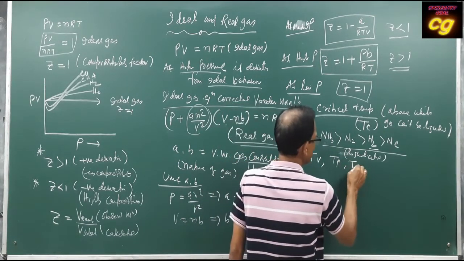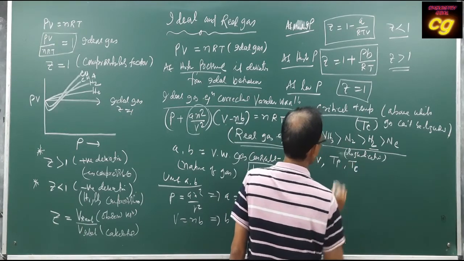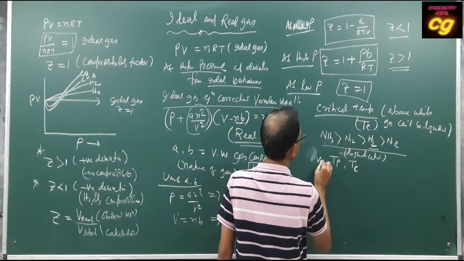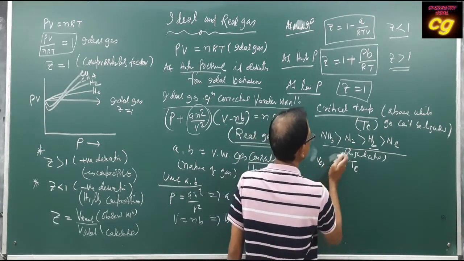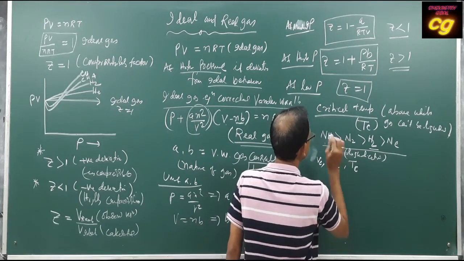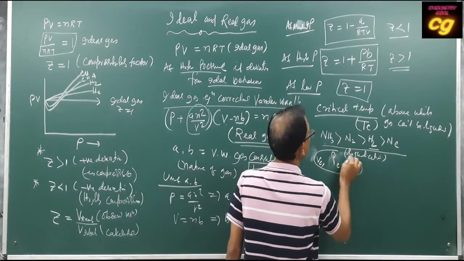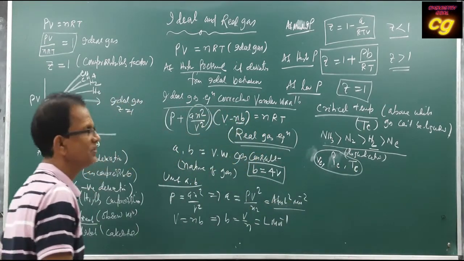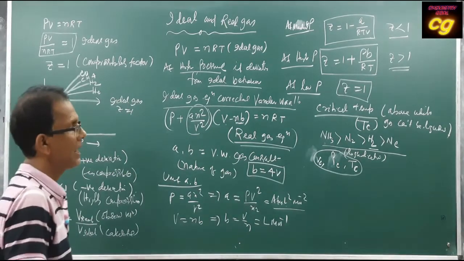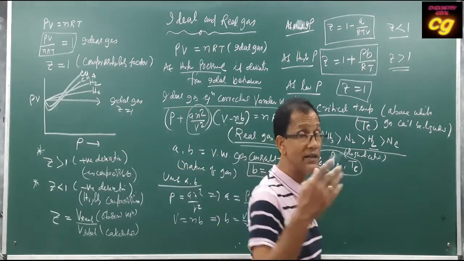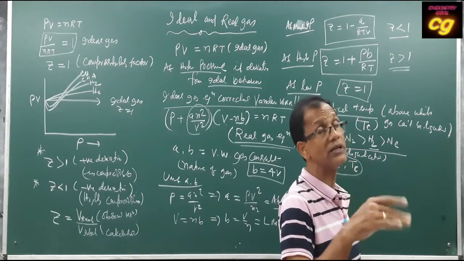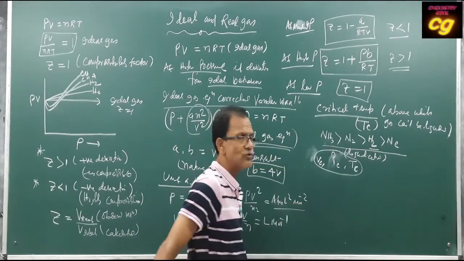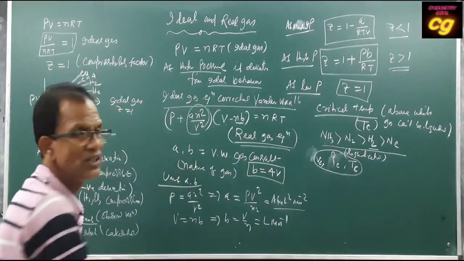So critical temperature Tc, then Vc, this is called critical volume, and this is Pc, critical pressure. These three are interrelated, and for a particular gas, they tell us what critical volume, critical pressure, and critical temperature are required for the liquefaction of the gas. So these three factors are also related to Van der Waals gas constants.